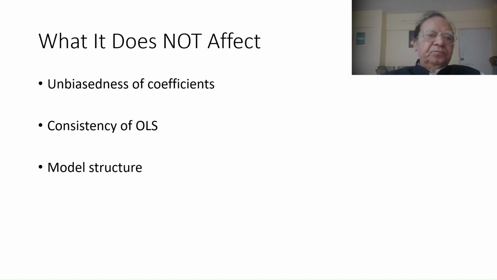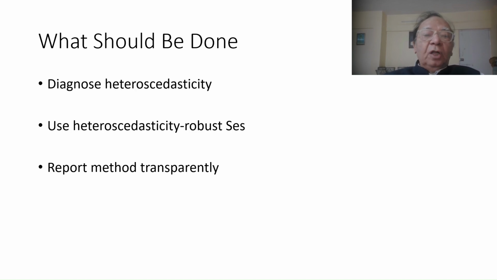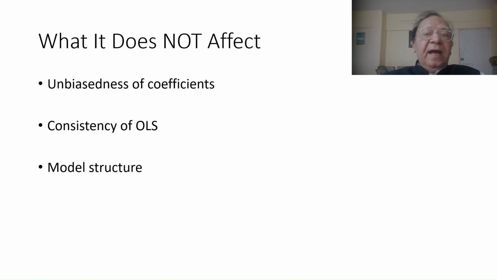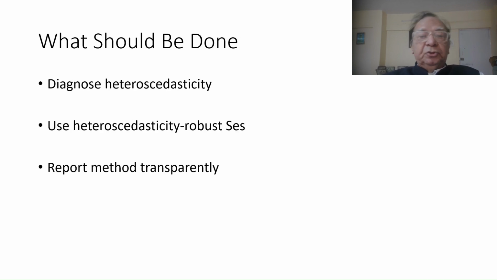What should be done? Good practice involves diagnosing heteroscedasticity, applying robust standard errors when needed, and clearly reporting the method used. This approach is widely acceptable in modern applied research. To conclude, heteroscedasticity is not a reason to discard OLS regression. It is an inference issue that can be corrected with well established methods.